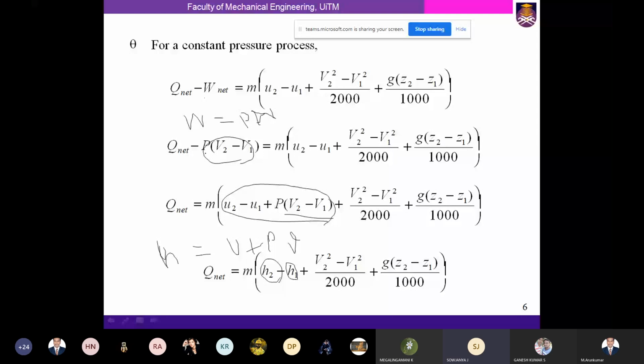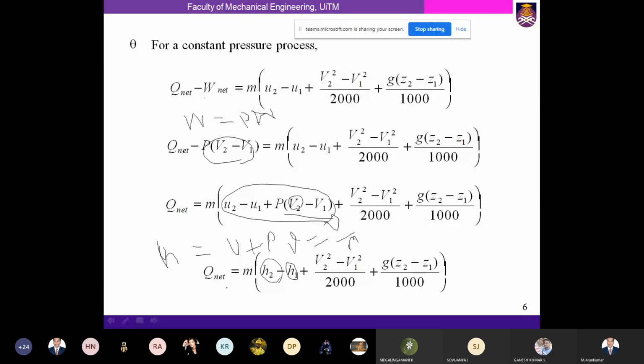Here H is equal to U plus P into small v, that is specific volume. But here we have only volume. So for specific volume, we have to divide the volume, the capital V, by M. So this M will be cancelled.